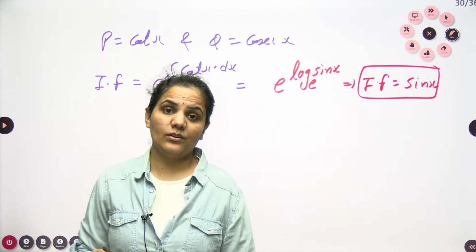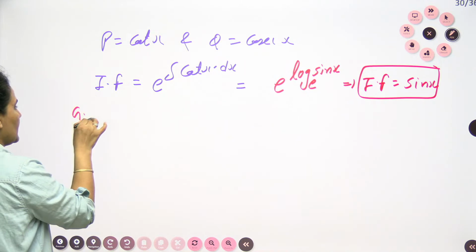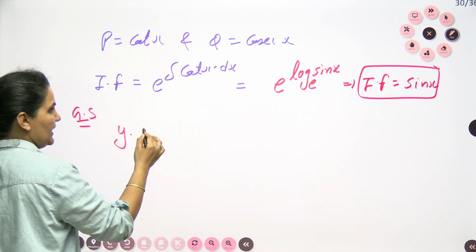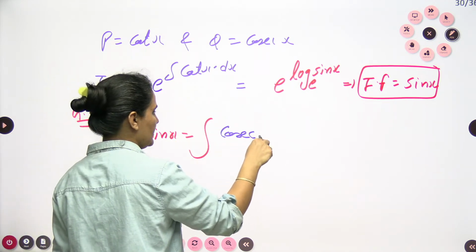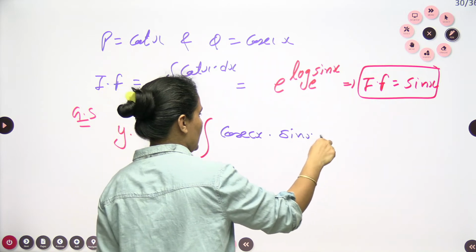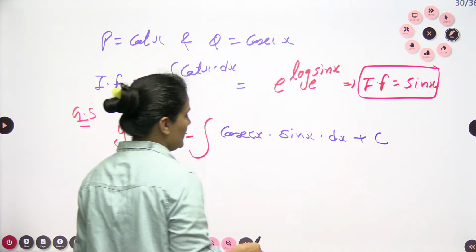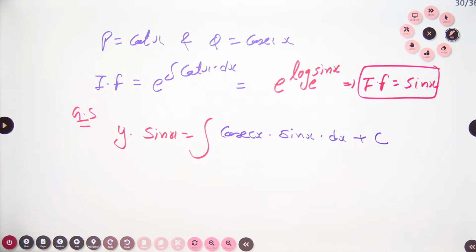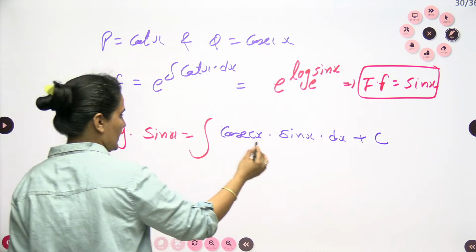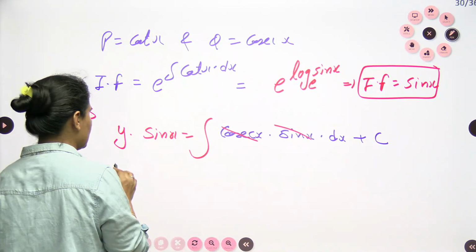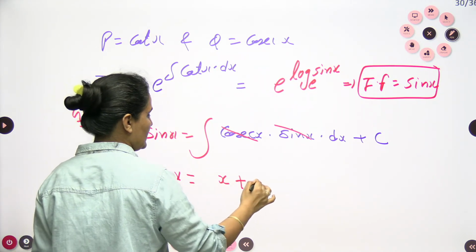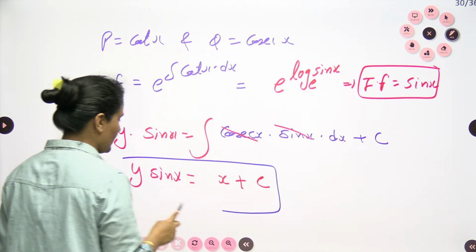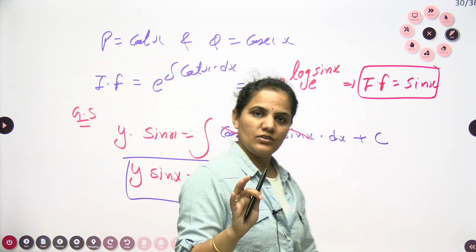We need to find the solution. Let's go with the general solution. The general solution will be y into the integrating factor, which is sin x, is equal to integration of Q, which is cosec x, multiplied with the integrating factor sin x, dx plus c. Cosec x is nothing but 1 upon sin x, so we can cancel out cosec x and sin x. So here we have y sin x is equal to the integration of 1 with respect to x, which is x, plus c. So this is the general solution which we have.